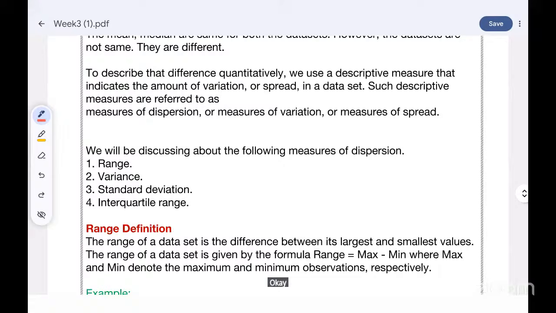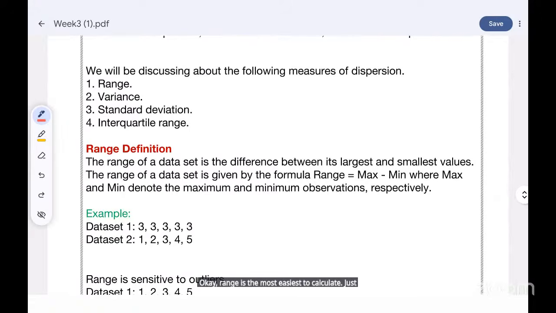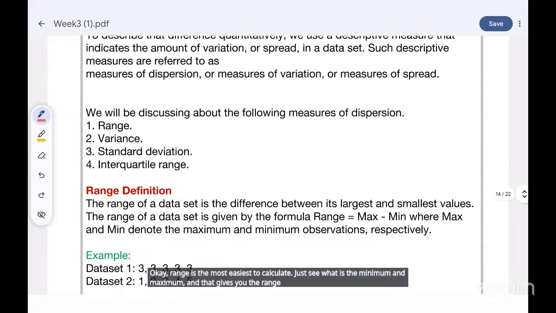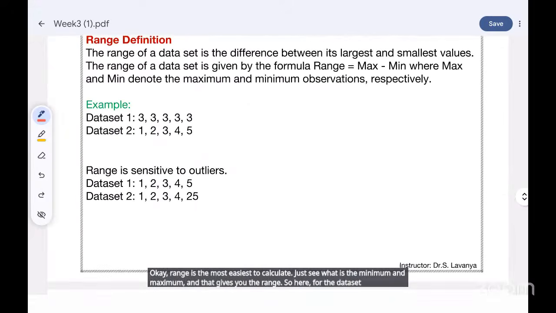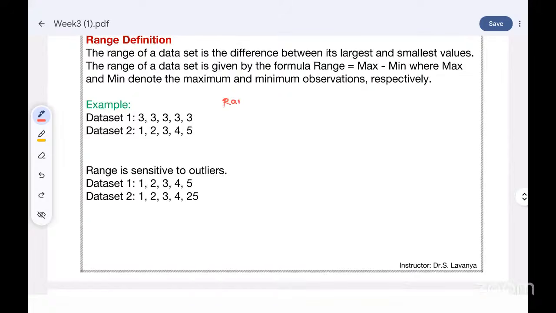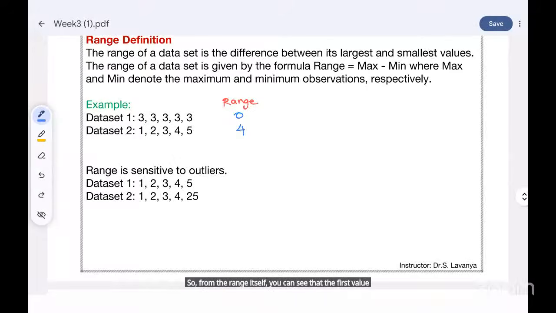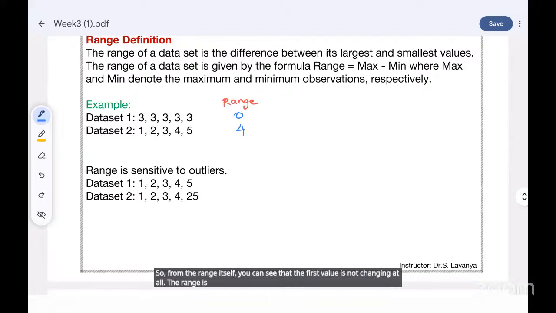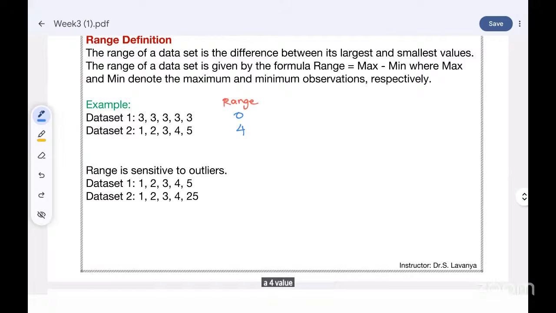Range is the easiest to calculate. Just see what is the minimum and maximum, and that gives you the range. For data set 1, what is the range? 0. And for data set 2? 4. From the range itself, you can see that in the first data set the value is not changing at all. The range is 0. And for the second data set, the range is 4, so there is a difference of 4 between the first and last value. From range itself, you can understand how different the data sets are.